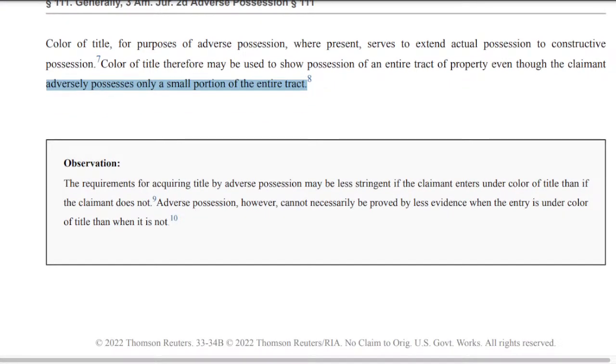Interesting. Observation: the requirements for acquiring title by adverse possession may be less stringent if the claimant enters under color of title than if the claimant does not. Adverse possession, however, cannot necessarily be proved by less evidence when the entry is under color of title than when it is not. Interesting stuff here. So there's your observation. Observations usually make everything more confusing, that there's more situations when you think you get it all figured out that you have to be cautious of the curveballs.